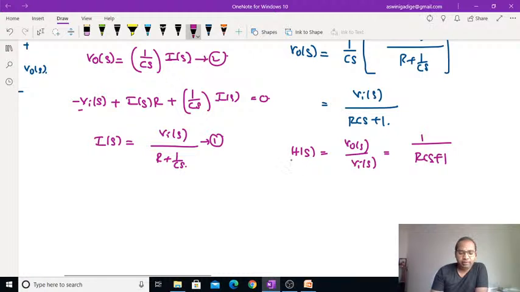Okay, and he is telling about the gain, right? So gain means, let's take S as j omega. So the magnitude of H of j omega is equal to 1 divided by 1 plus j omega RC.